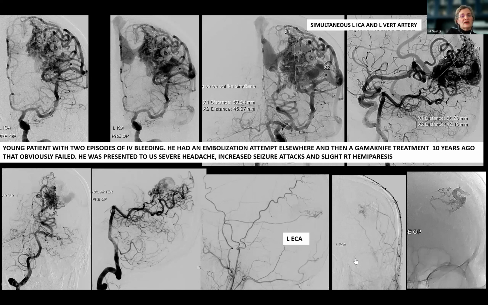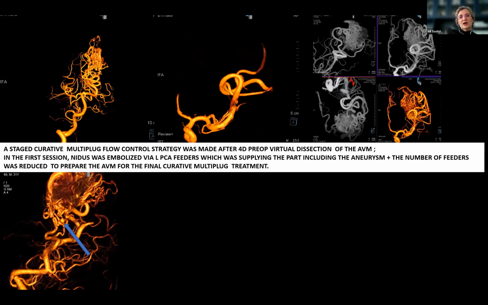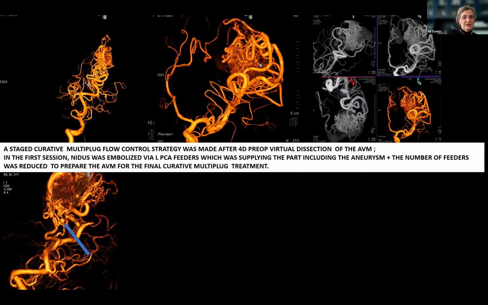And one last patient about multi-plug, a young patient, 2 times intraventricular bleeding, had a previous embolization elsewhere, very limited embolization. Then gamma knife was performed, and 10 years passed, and then the treatment failed. The patient came back with severe headache, increased seizure attacks, and the angiography showed this AVM, a very big AVM. So it was not possible to handle all the pedicles at the same time.